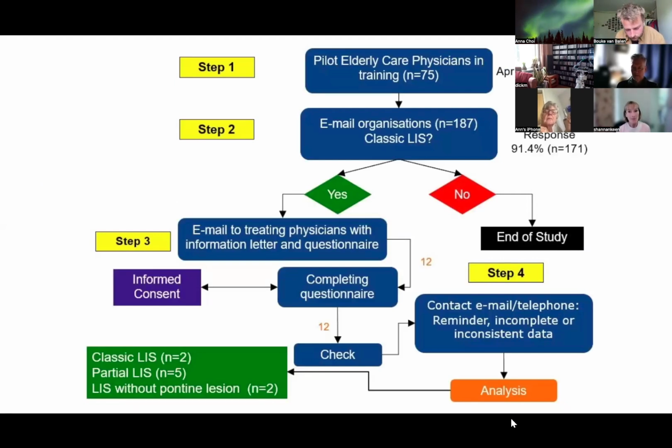187 organizations were contacted with a response of 91.4%. 11 organizations reported 12 patients. 4 patients died before reference date. 12 questionnaires were sent and completed. 2 patients were in a vegetative state and 10 patients were in LiS. 1 patient, however, was admitted to the nursing home after reference date and was excluded. In total, 9 LiS patients. Only 2 patients met the criteria of classic LiS. The other ones were in partial LiS.